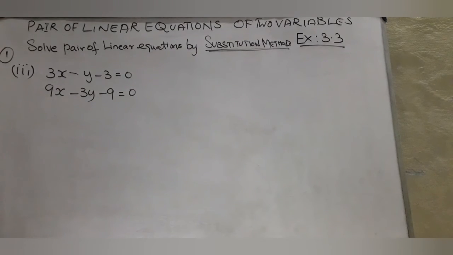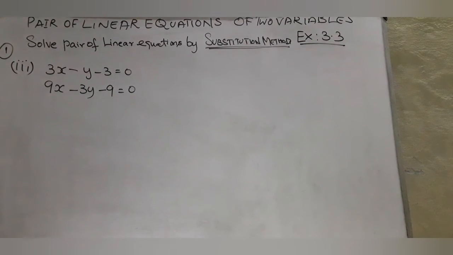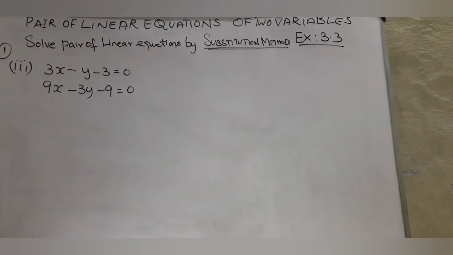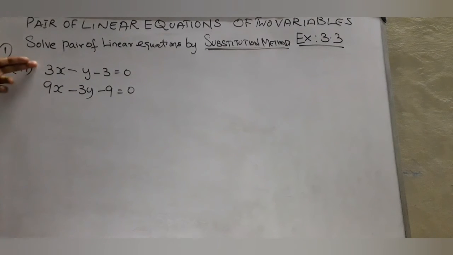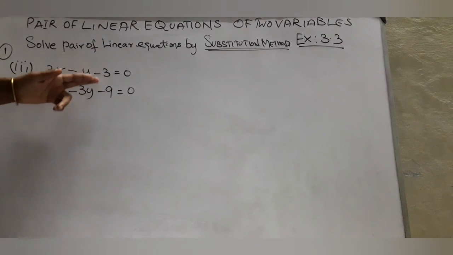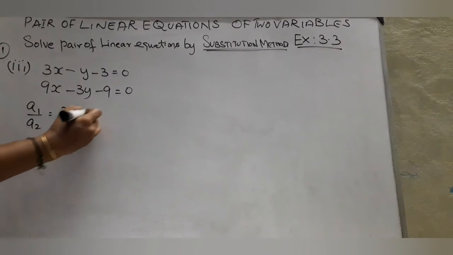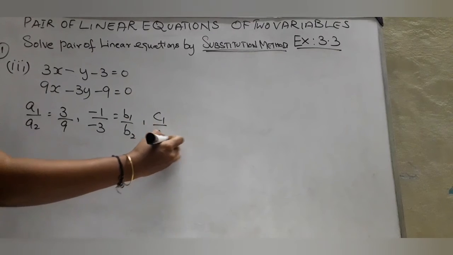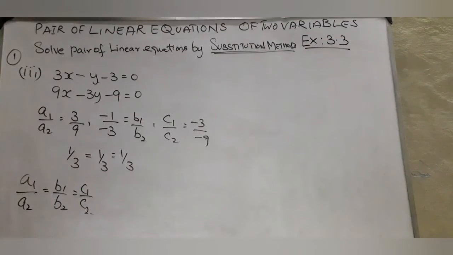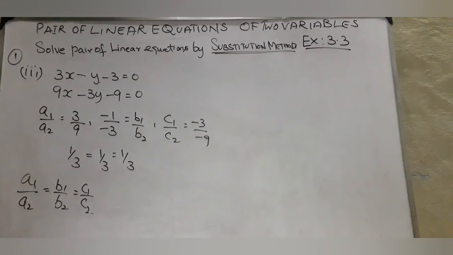We will move on to the third subdivision. The given equations are 3x minus y minus 3 is equal to 0 and 9x minus 3y minus 9 is equal to 0. We can see that the first equation is proportional to the second equation. See, 3 by 9, minus 1 by minus 3, minus 3 by minus 9. Obviously, a1 by a2 is equal to 3 by 9, and minus 1 by minus 3, which is b1 by b2, and c1 by c2 is minus 3 by minus 9. So, the given lines are coincident and it has infinitely many solutions.